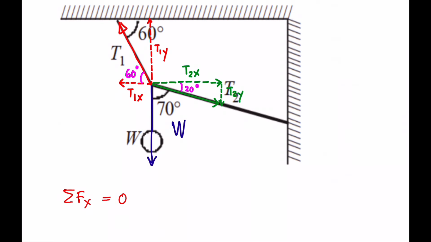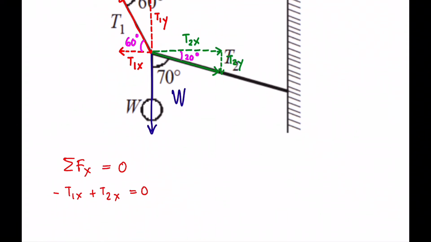And what are those forces on the x-axis? We have negative T1x plus T2x is equal to 0. Now why is it that T1x is negative and T2x is positive? It has something to do with their direction. Since T1x points towards the left, that should be negative by convention, and T2x, the component of the force that points towards the right, we will designate with a positive value. That is our first equation.